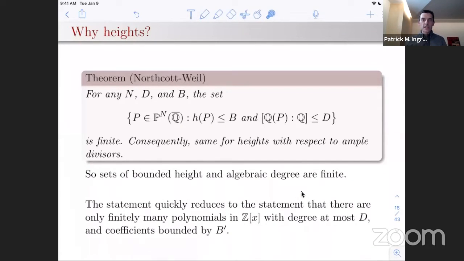And why are we interested in heights? Well, the primary motivation, I think, for introducing heights is that sets of bounded height over a number field are finite. So this is the Northcott theorem. Or more generally, if you're looking at algebraic points, sets of bounded height and bounded algebraic degree are finite. And so this is a nice way of proving finiteness.